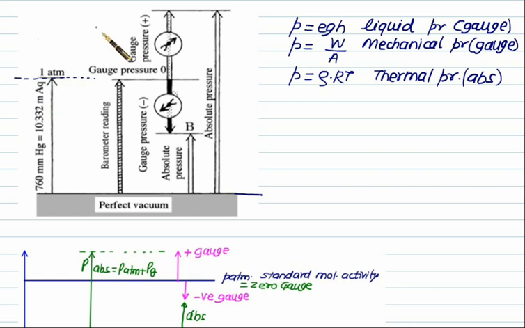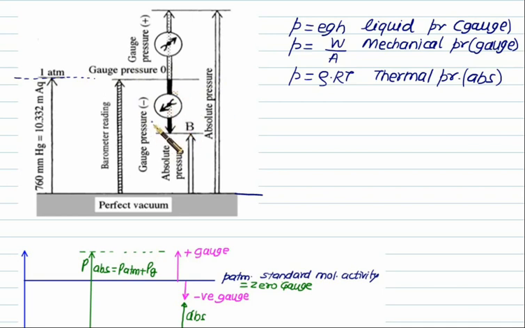This surrounding has a certain molecular activity. If the molecular activity increases, it is called positive gauge. If the molecular activity decreases, it is called negative gauge. And if the molecular activity ceases, it is called perfect vacuum. The reference is taken with respect to the atmosphere for gauge pressure. This is the standard molecular activity, so gauge pressure for this one is taken as 0. Any molecular activity that increases in comparison to the atmospheric pressure is taken as positive gauge, and any that decreases is taken as negative.